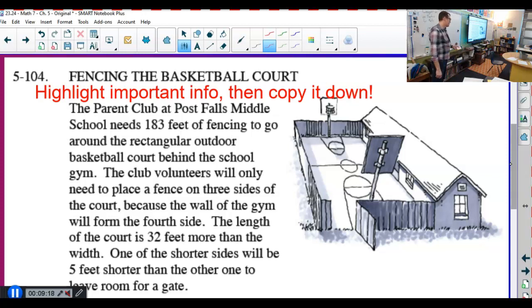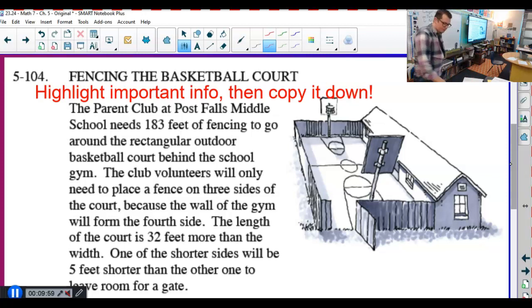So, of course, Emery, would you like to read for us? Yes. So read about fencing the basketball courts. Fencing basketball court. The parent club at the Post Falls Middle School needs 183 feet of fencing to go around the rectangular outdoor basketball court behind the school gym. The club volunteers will only need to place a fence on 3 sides of the court because the wall of the gym will form the 4th side. The length of the court is 32 feet more than the width. One of the shorter sides will be 5 feet shorter than the other one to leave room for the game.